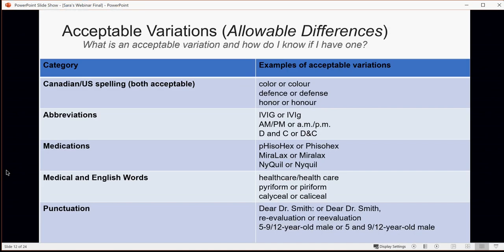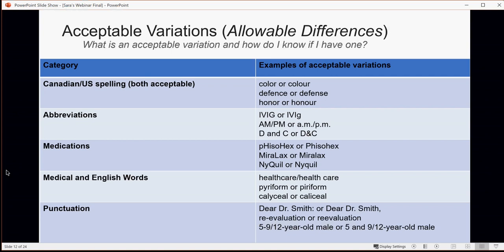Okay, acceptable variations. When you receive a report back that has been compared to the answer key, not all the highlighted areas are errors. Sometimes we have acceptable differences. There can be 2 ways to format the same information, and both are correct. Take a look at the word calicele in Stedman's, and you will find it's spelled 2 different ways. Both are acceptable. So acceptable variations are also called allowable differences.